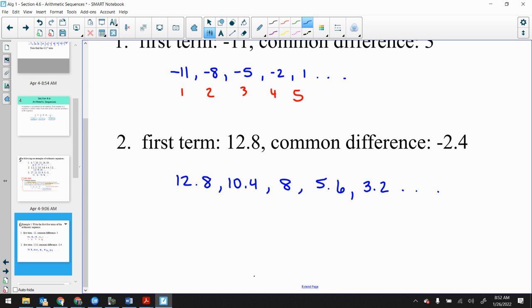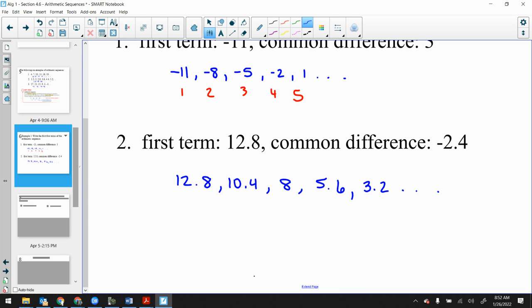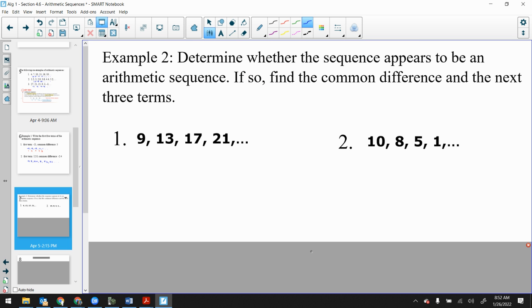Okay, so we know how to build a sequence now, based on the necessary information. So what if we were asked to pull that information out and determine whether the sequence appears to be arithmetic? If so, find the common difference and the next 3 terms. So my first example here: 9, 13, 17, 21. Is that arithmetic? Yes. It is arithmetic.